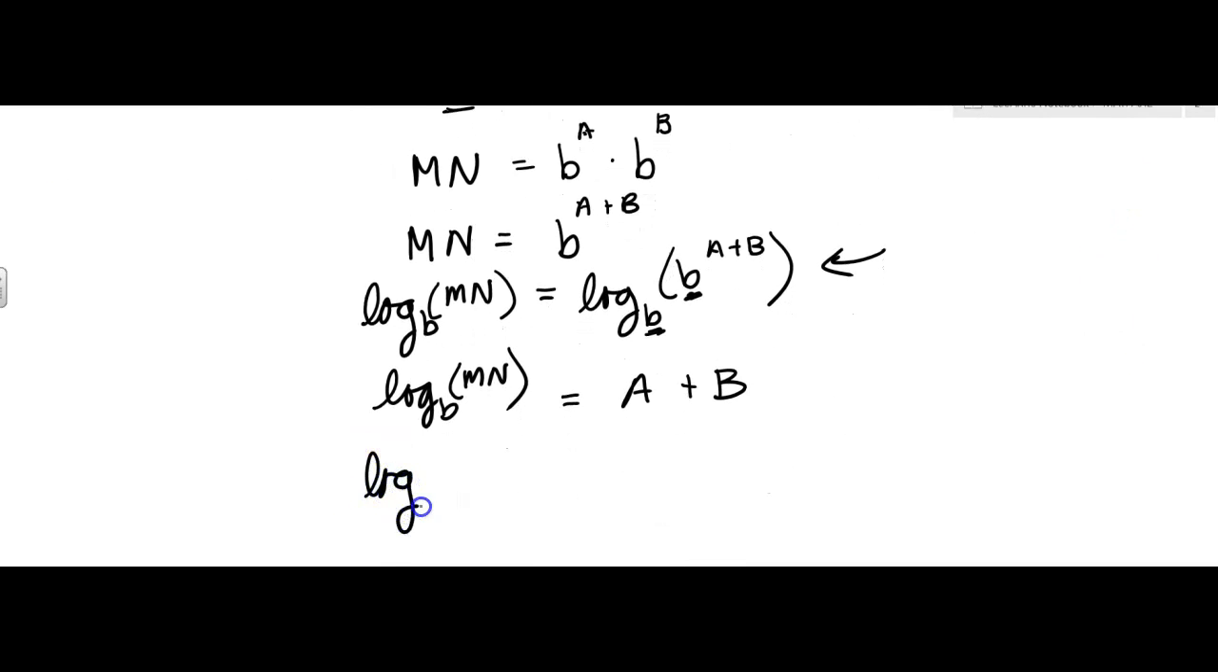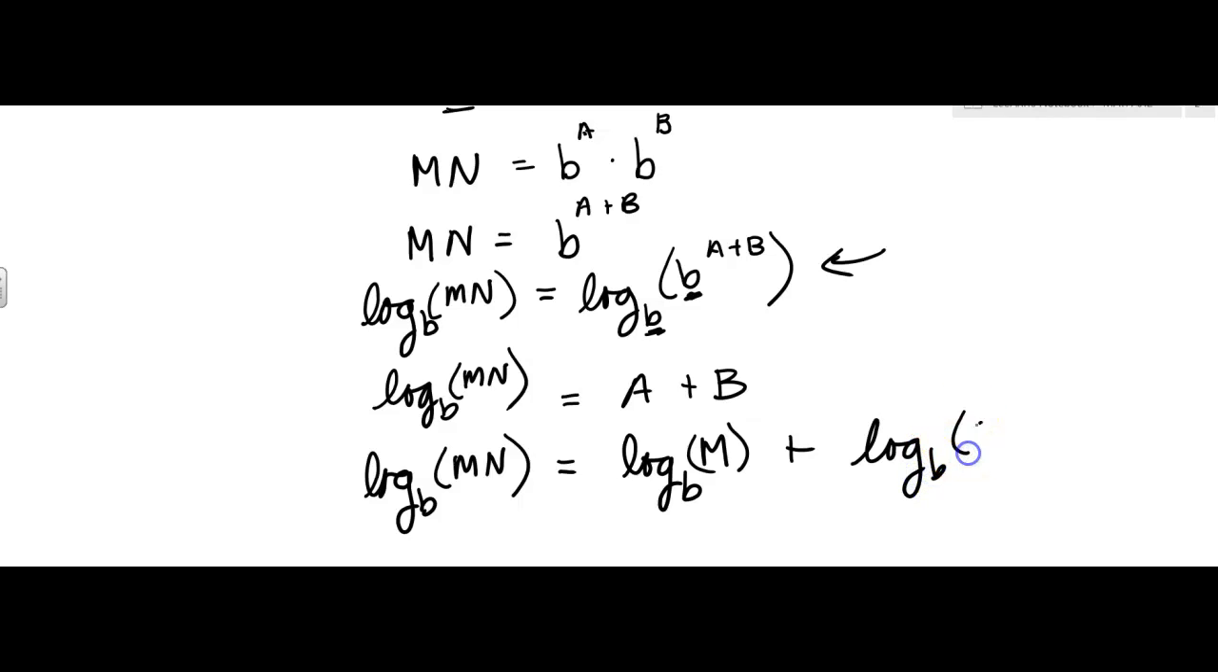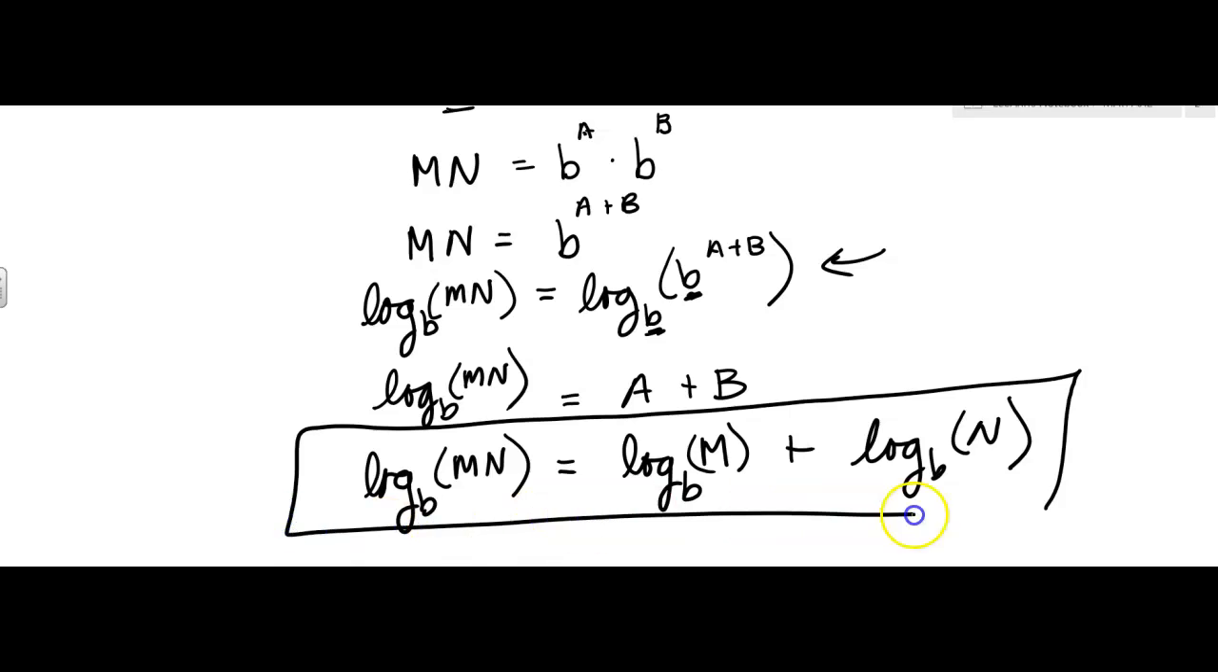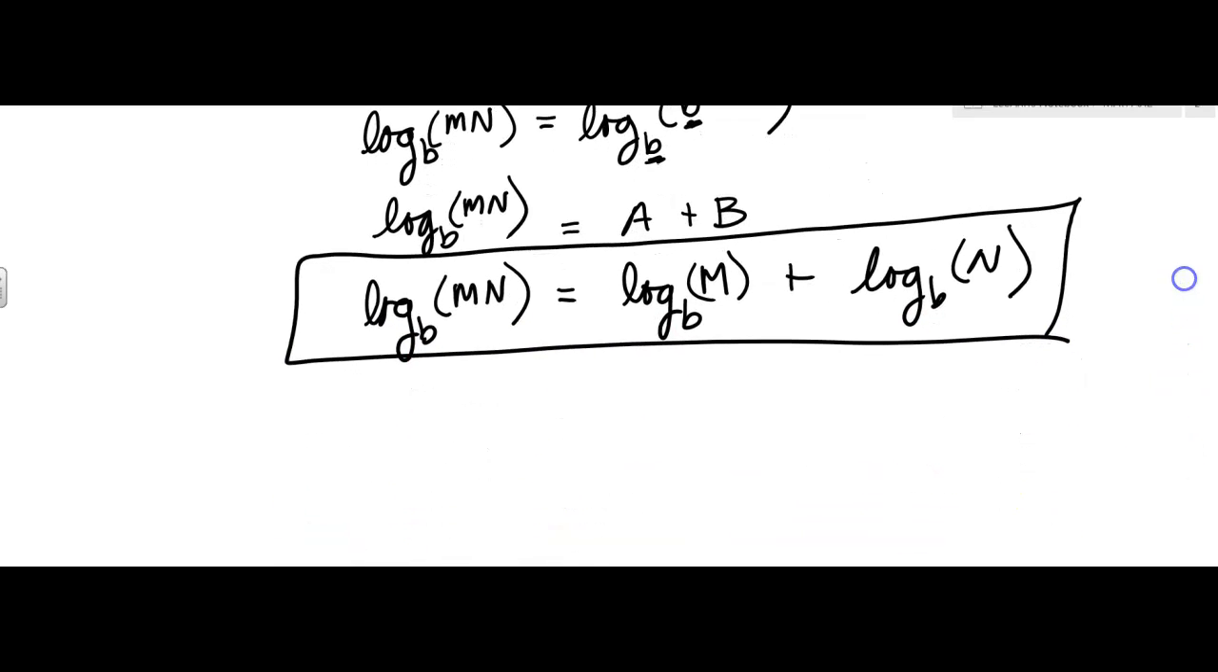So log base b of mn is equal to log base b of m plus log base b of n. That is the product property, or the product rule of logarithms, okay? And what it means is if you have a product, you can split that up into addition.